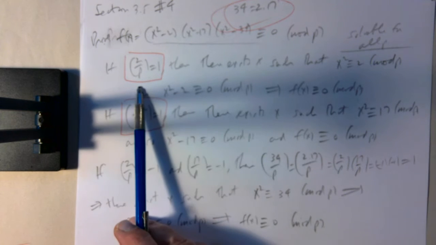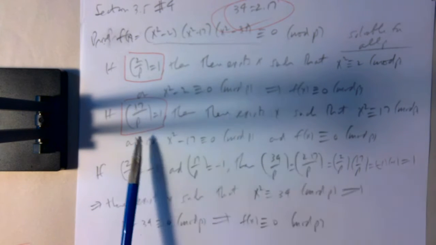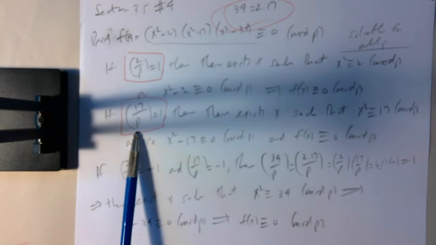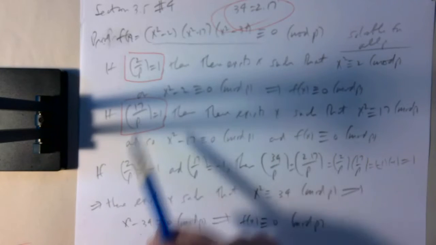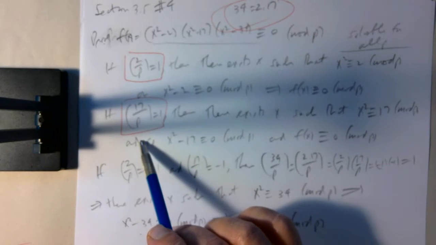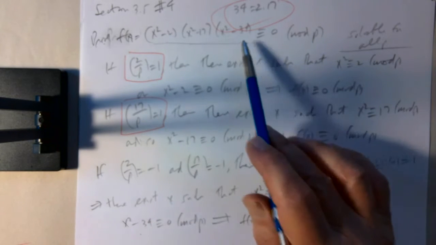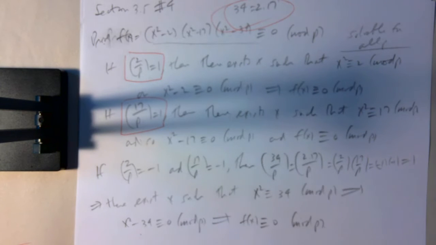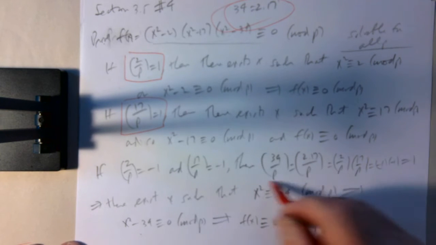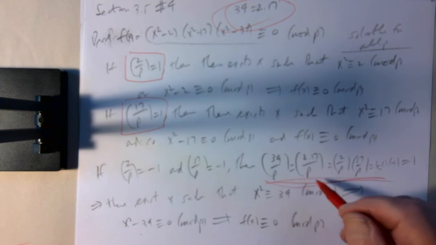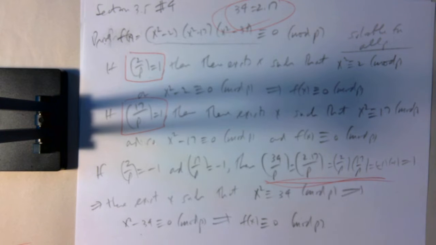If 2 is a quadratic residue, this has a solution. If 17 is a quadratic residue, this has a solution. If neither of these is a quadratic residue, then 34 is a quadratic residue using the multiplicativity of the Legendre symbol. So this has a solution, and so f of x has a solution. And that's the end of the proof.